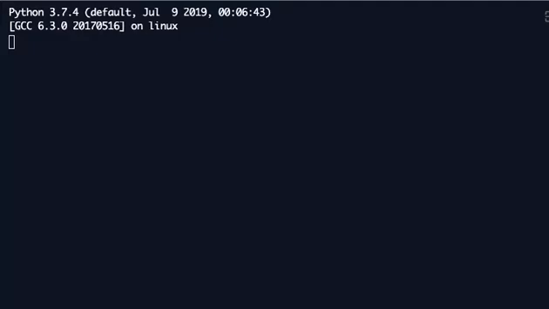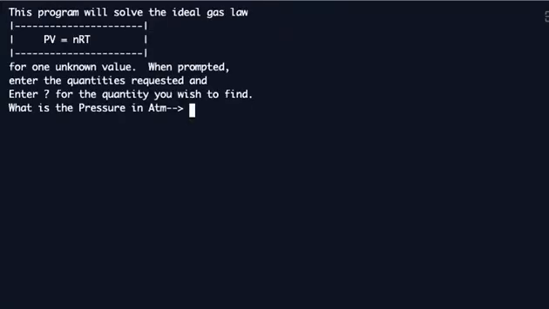All right, when I run my program, it starts off by giving a little bit of information. This program will solve the ideal gas law. It states the law, PV equals nRT, for one unknown value. When prompted, enter the quantities requested and enter a question mark for the quantity you wish to find.